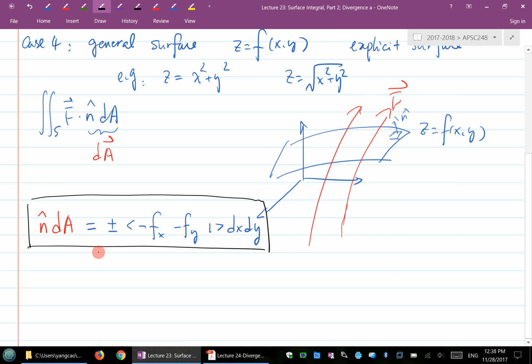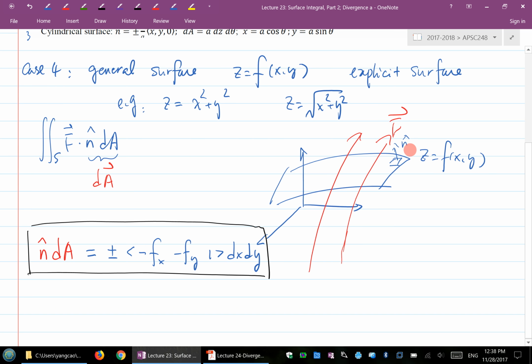Now, if you look at this formula, when you use it, you have to be very comfortable with each symbol here. Inside the formula, you have partial f over partial x, partial f over partial y, negative, negative, and then 1 here. The function f is given by the surface here. For example, if this is your function f of x, y, then for this term it will be negative 2x, and for this term it will be negative 2y. That's how you would make use of this n hat dA formula.